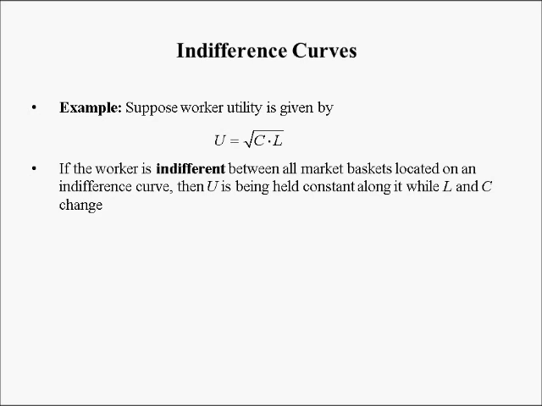Now let's look at indifference curves. Again, we're using the same exact utility function, U equals the square root of C times L. If the worker is indifferent between all market baskets located on an indifference curve, then U is being held constant along it while L and C change. Leisure and consumption change. Now, let's just assume utility is some given number. It might be 100. It might be 1,000. So rather than plugging in a number, we're going to hold it constant. We'll make it red and give it a subscript 0. So it's given. It's known, whether it be 100 or whatever.